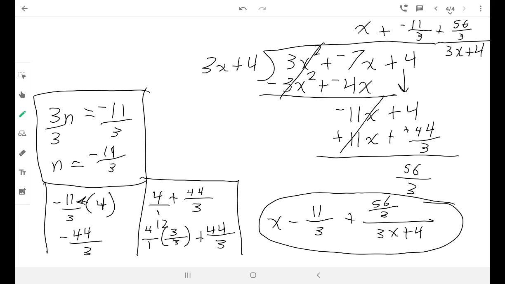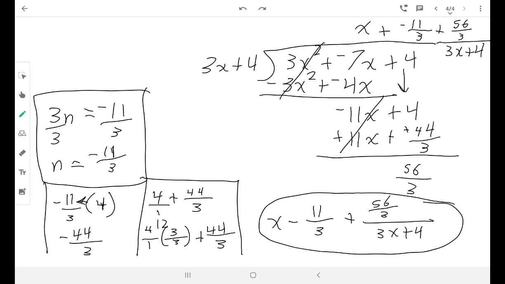Second, notice how I left the negative 11 over 3 and the 56 over 3 as improper fractions, so-called improper fractions. I left them like that on purpose. And the reason is because when you leave things purely as fractions, as opposed to changing them to mixed numbers, one of the things that it does is it allows you to work with them beyond just this answer, okay?